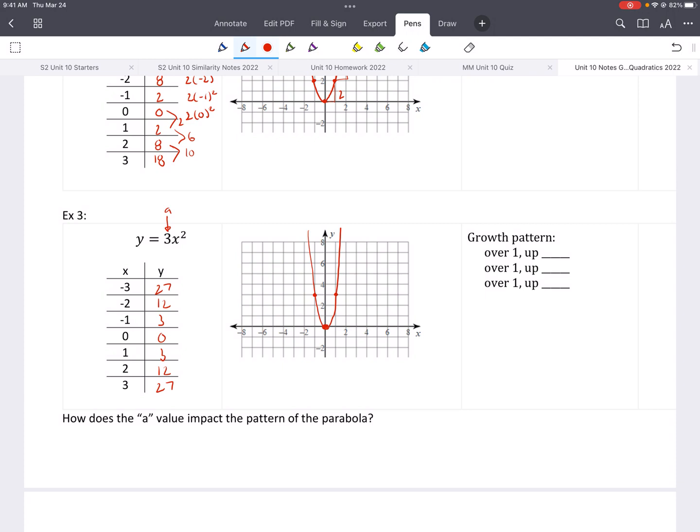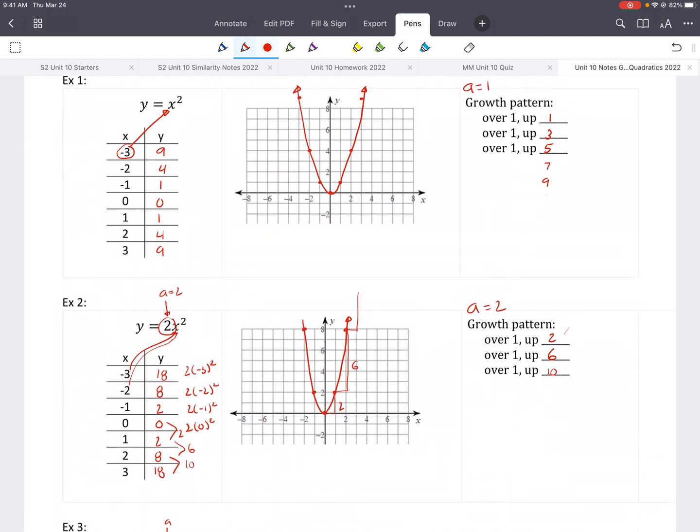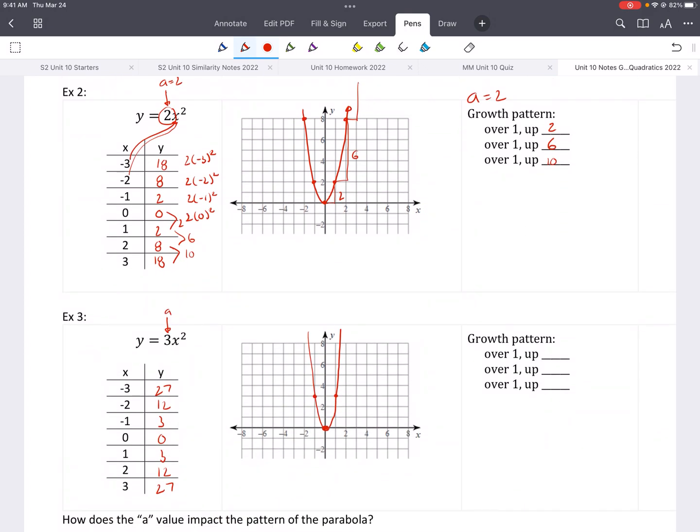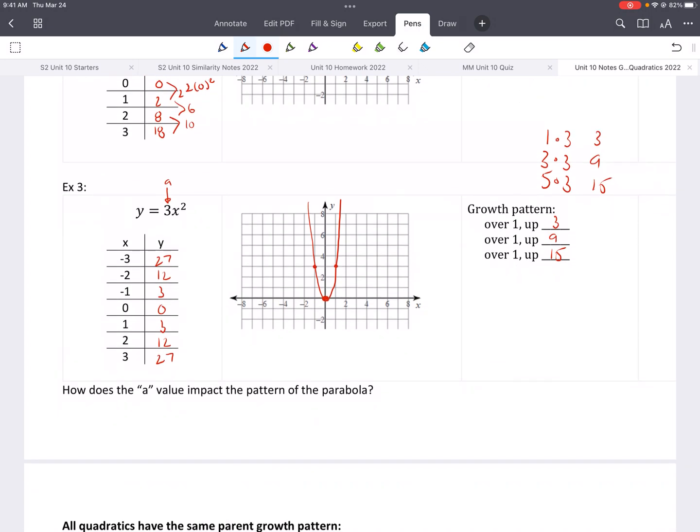So the growth pattern, if here we doubled everything, what do you think we're going to do with the growth pattern here? Well, we're going to triple it. So instead of doing 1, 3, 5, we're going to multiply all of those by 3. And we'd get 3, 9, 15. So 3, 9, 15 would be our pattern. All right?